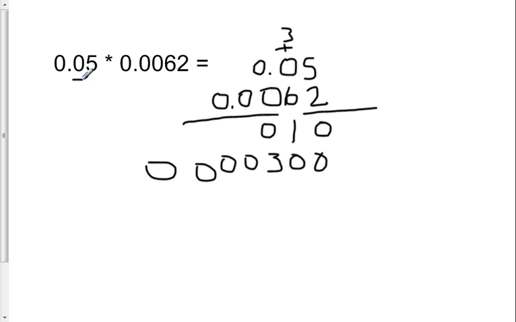I've got 1, 2 places to the right of the decimal point, 1, 2, 3, 4 places to the right of the decimal point. 2 plus 4 is 6. I will need 6 places to the right of my decimal point. 1, 2, 3, 4, 5, 6. Place my decimal point. I have 1, 2, 3, 4, 5, 6 places to the right of my decimal point.